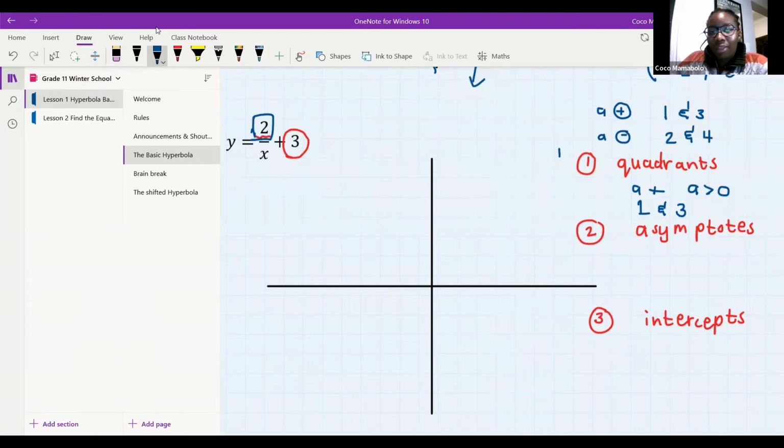Okay, so remember, when we look at a Cartesian plane, this is quadrant 1, quadrant 2, quadrant 3, and quadrant 4. So this one is positive, so it's going to be in this quadrant here and in this quadrant here. Okay, good. Who has my asymptotes for me?